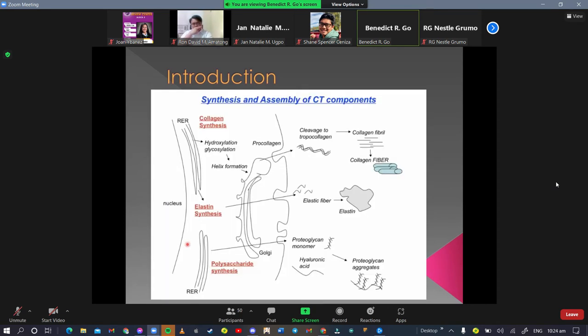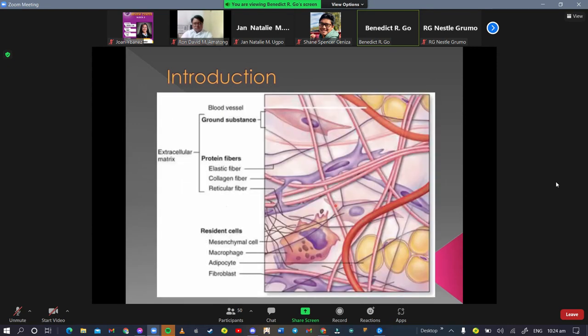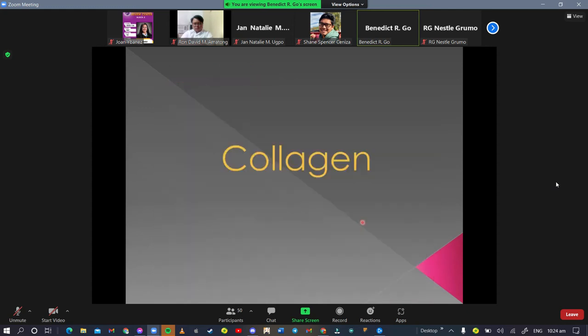Okay, this is just a schematic of how these proteins are formed intracellularly and are extruded out of the cell in your various forms: collagen, elastin, and your proteoglycans. This is just a mesh of your extracellular components. Let's not go through that anymore. Okay, let's start with collagen.